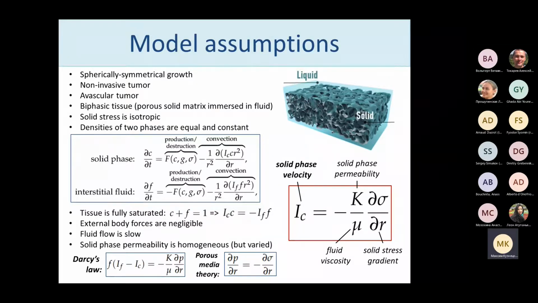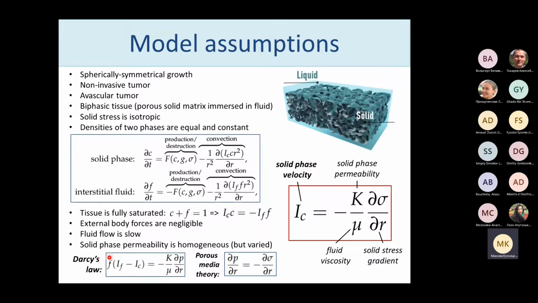Summing the two equations for phases dynamics yields the following relation for the velocities of tissue phases. And under further assumptions that, firstly, all external forces are negligible, for example, gravity. Secondly, the interstitial fluid flow through the pores is slow enough for the inertial effects to be insignificant. And thirdly, the solid phase is homogeneously permeable.